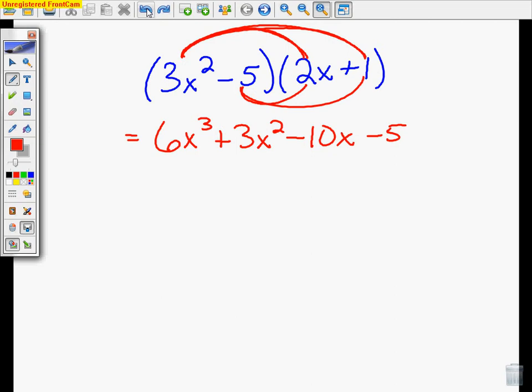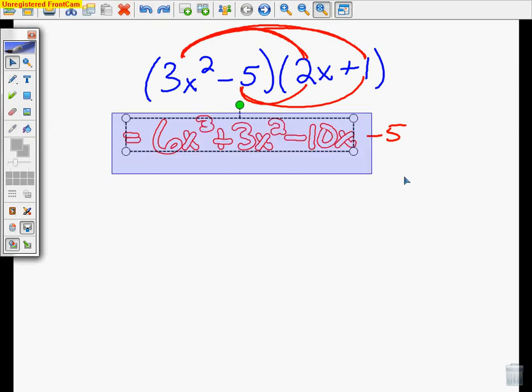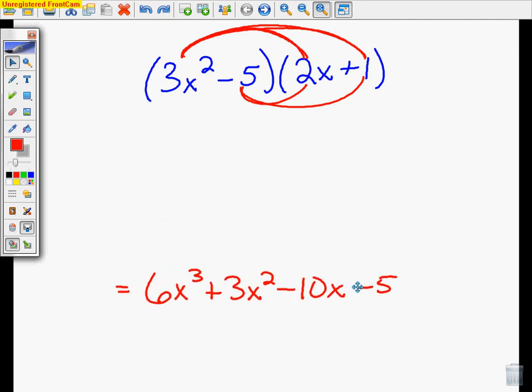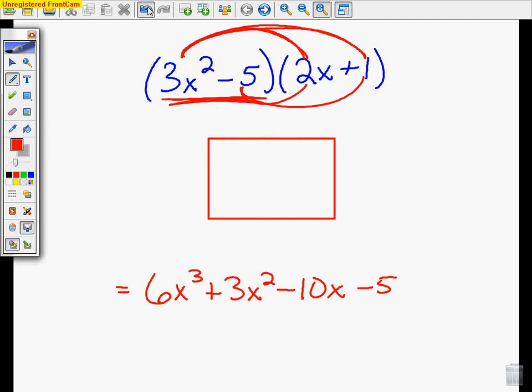Okay? Now, there's another method that I would like to show you right now, and it's called the box method. Either method will work fine with this. However, the box method does allow people to keep things a little bit more organized. What the box method does is it takes the terms in one of the polynomials and puts them on the side of the box. Doesn't matter what side.